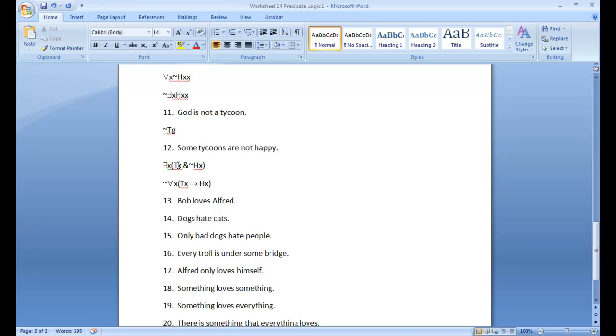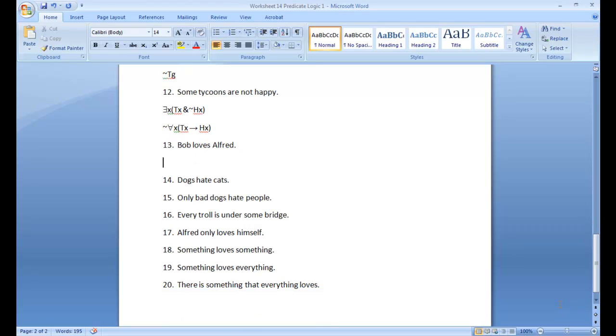Okay? So some tycoons are not happy. There is something that's a tycoon and not happy, or it's not the case that for all X, if it's a tycoon, then it is happy. Why? Because there's at least one tycoon that's not happy. Bob loves Alfred. Well, here we just have the predicate loves, with Bob and Alfred. That's easy. But that might tempt you to do 14 incorrectly.